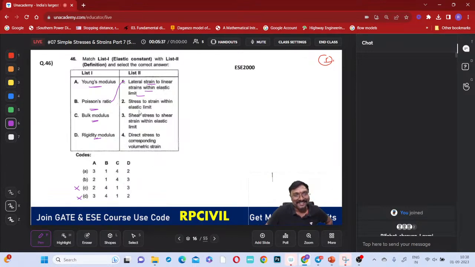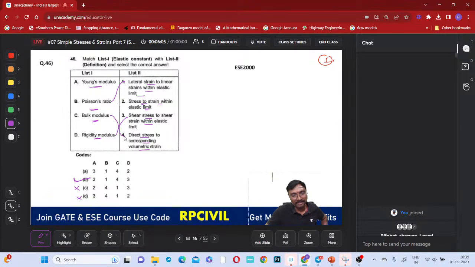Shear stress to shear strain within the elastic limit is your rigidity modulus, D3. So B1, D3. How many options are there? Only one option. Option B is the only correct option, right? Now, bulk modulus is direct stress to the corresponding volumetric strain.